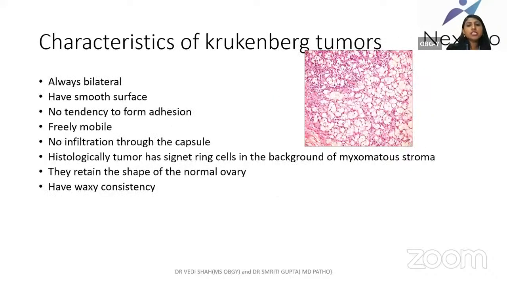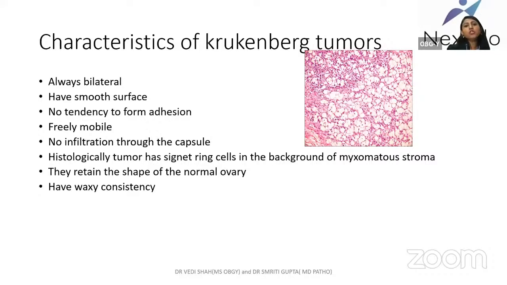And what you see is the histopathological examination. These tumors are always going to be bilateral. They're going to have a smooth surface. There is no tendency of adhesion formation in such tumors. They are going to be freely mobile, unlike other malignant tumors of the ovary, and there is no infiltration into the capsule. So these are only going to be present on the surface of the ovary. They are not going to infiltrate the capsule.